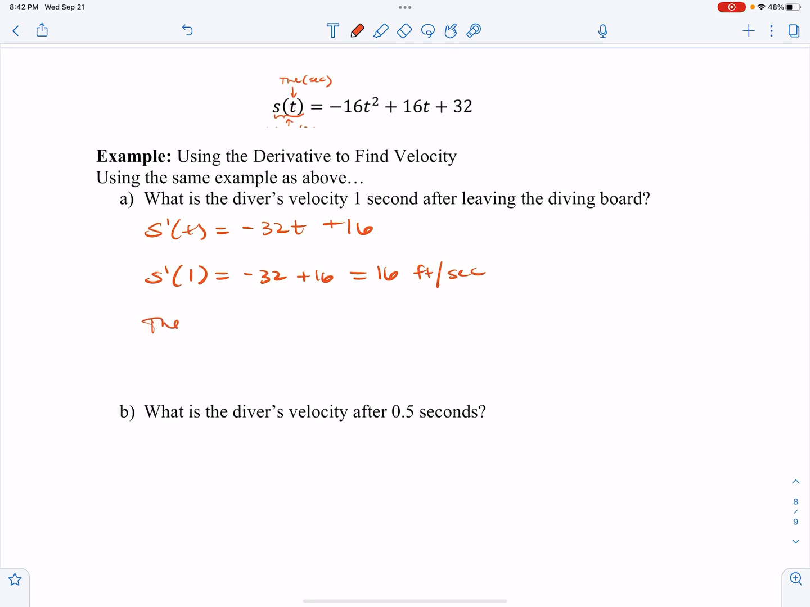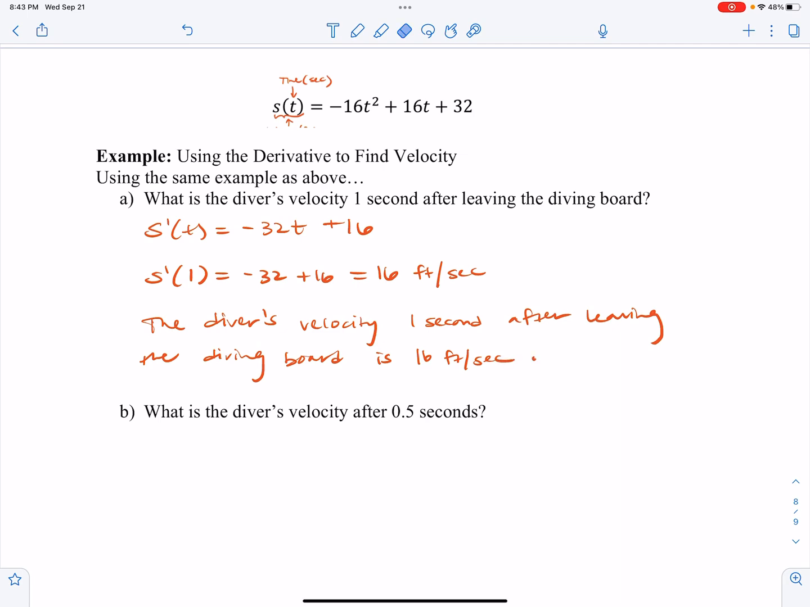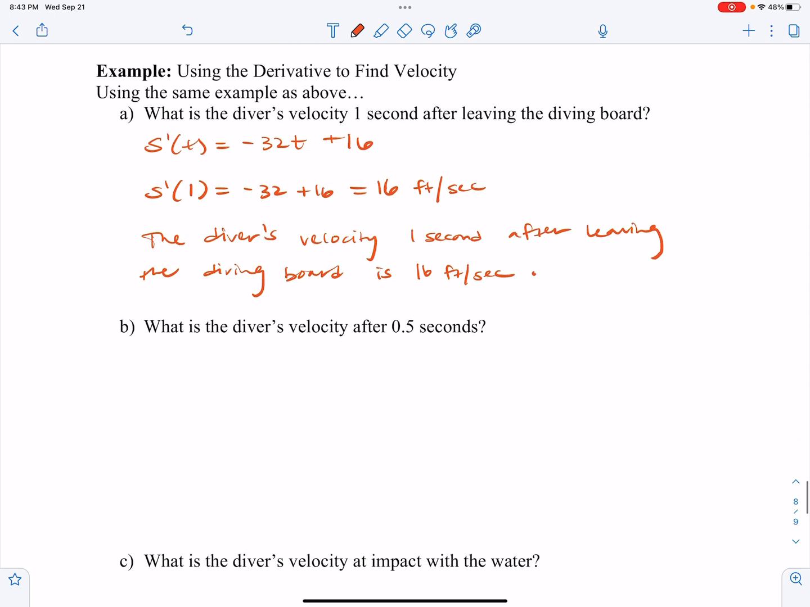So we could say the diver's velocity 1 second after leaving the diving board is negative 16 feet per second. So that also, we got a negative velocity that tells us that his height is decreasing at that moment in time. Oops, didn't mean to erase that. Positive sloping tangent line means his height would be increasing.